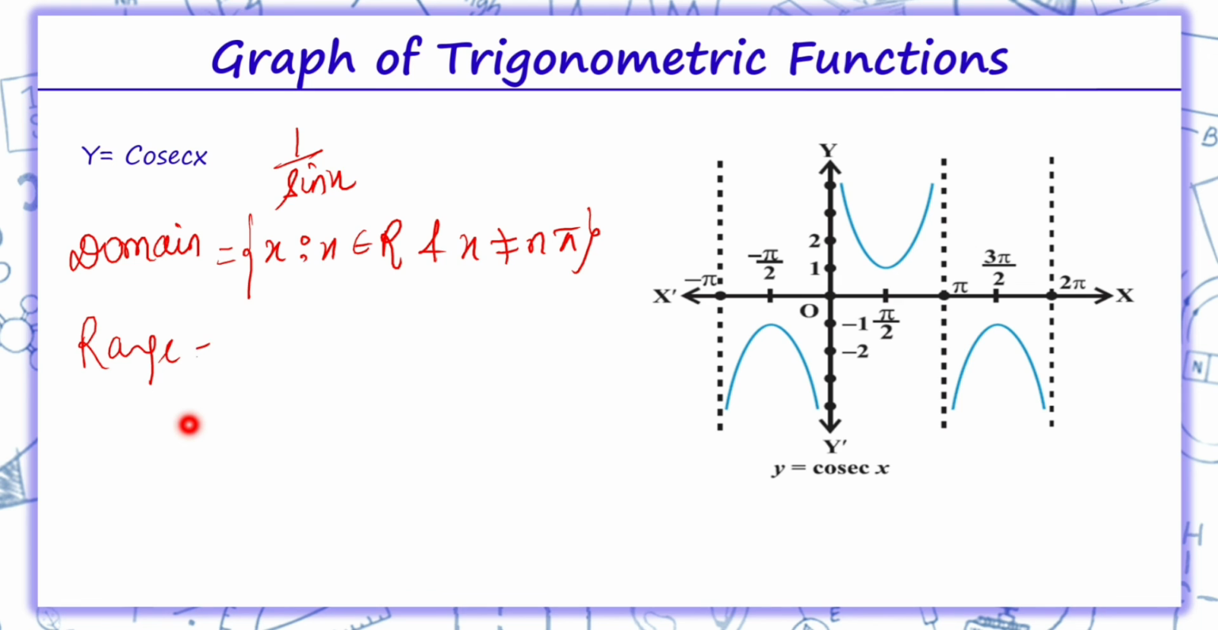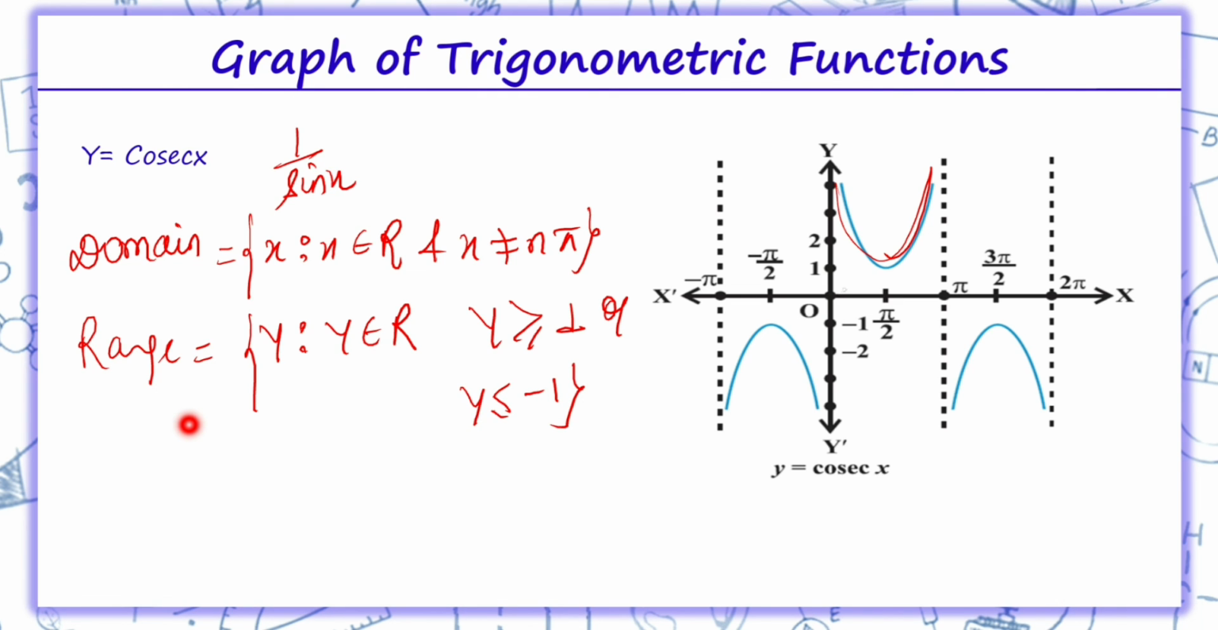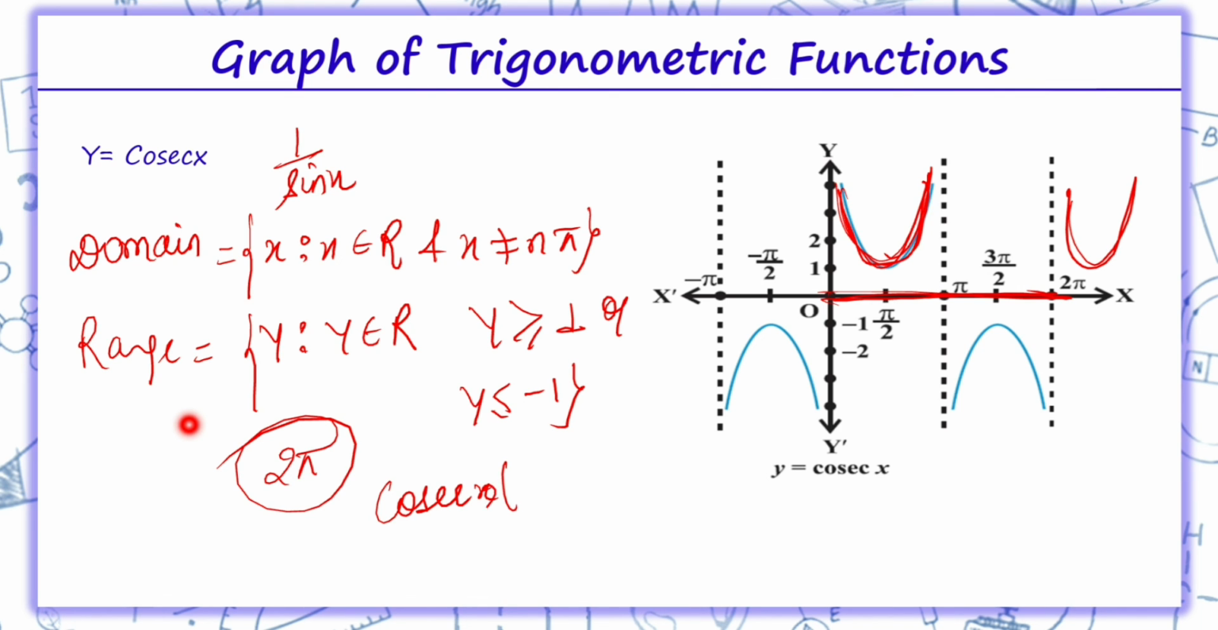Now if we see the range over here, the range is again the same as sec x: y greater than or equal to 1, y less than or equal to minus 1. So it will be y such that y belongs to R, where y is greater than or equal to 1 or y is less than or equal to minus 1. Now this curve, as you can see over here, is also repeating after the interval of 2 pi. That means cosec x also repeats its value after the interval of 2 pi. Therefore, we write cosec of 2 pi plus x is equal to cosec x.